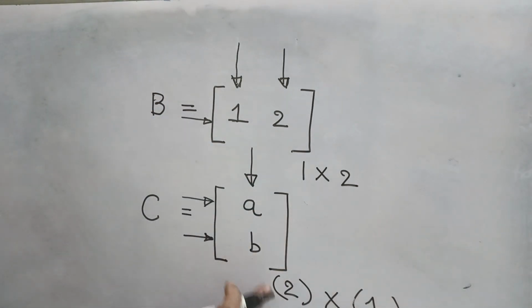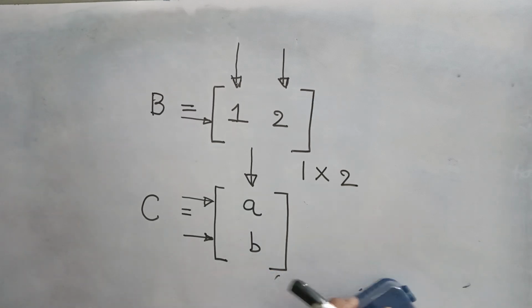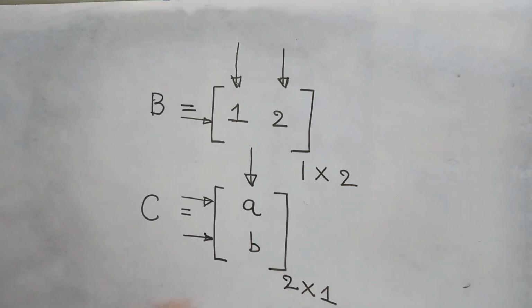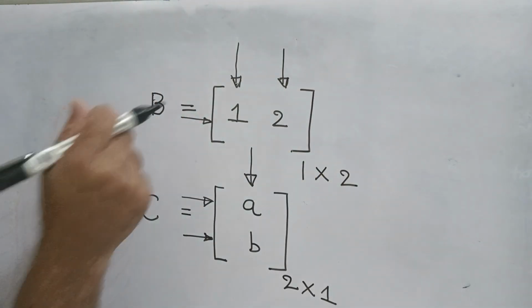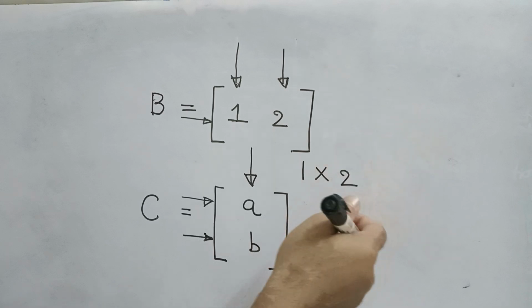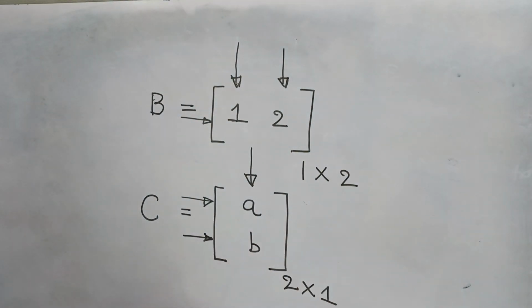Therefore, what is this? 2 by 1. This can be written as 2 by 1. Clear? It is a 2 by 1 matrix. It is the 1 by 2 matrix. And the first example, A is equal to 1, 2, 3, 4, is a 2 by 2 matrix. Right? I hope you are understanding well.